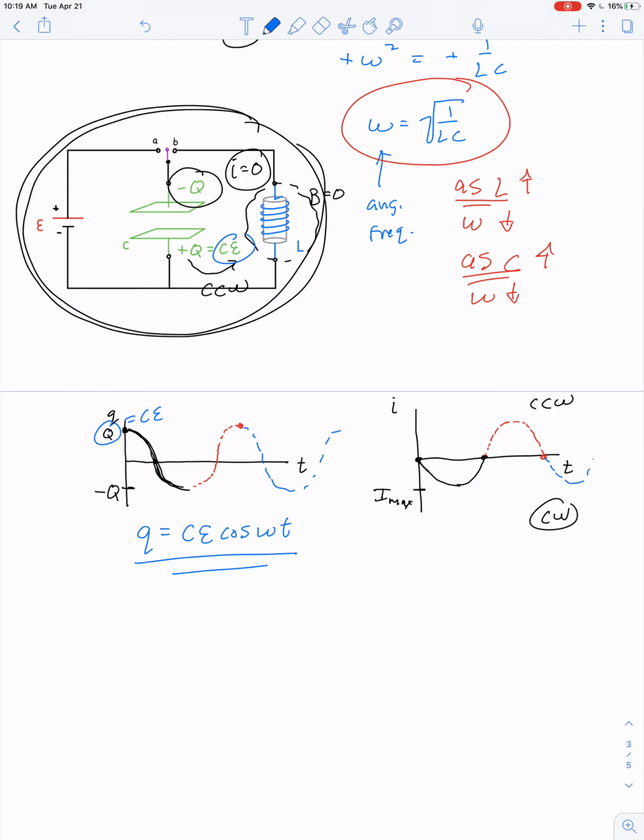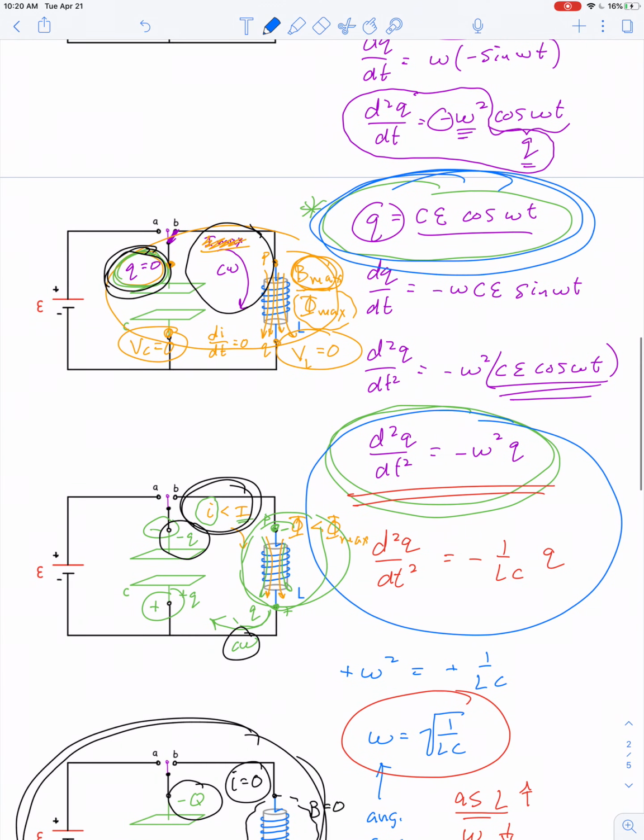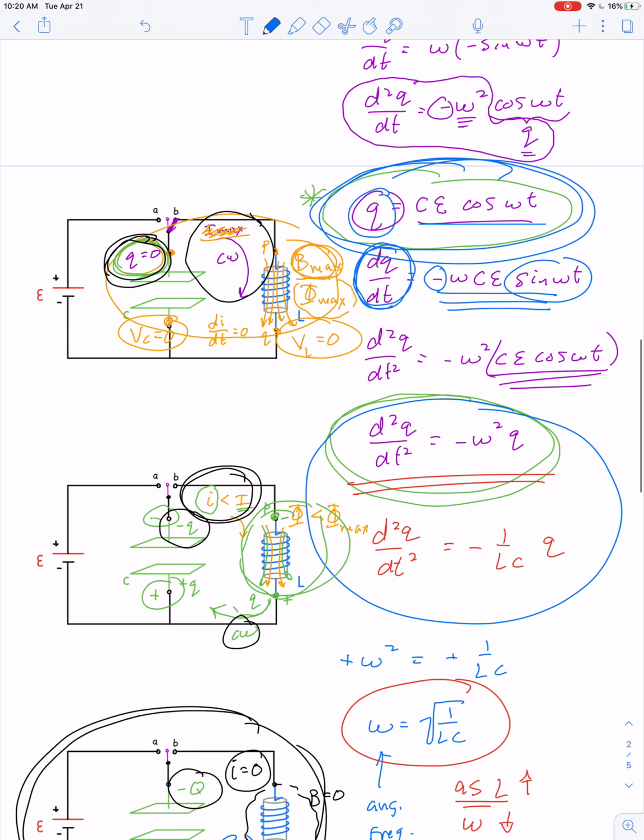And what about current? Well, if we keep going with the graph, this just says that current is equal to some maximum current times a graph of negative sine omega t. Let's look back at our derivation here. If we guessed that charge is CE cosine omega t, well, the first derivative of charge with respect to time, that's the same thing as current, and look what we have, negative sine omega t.